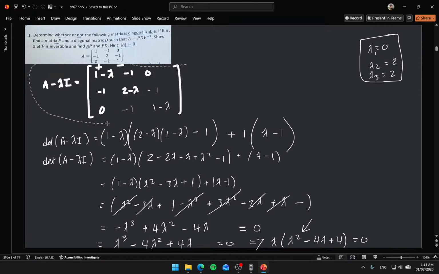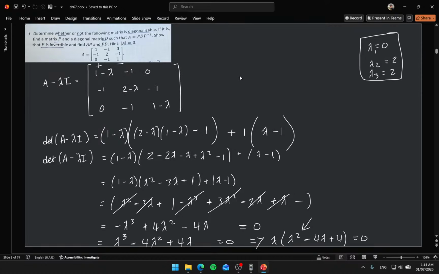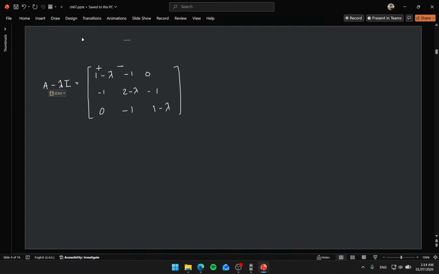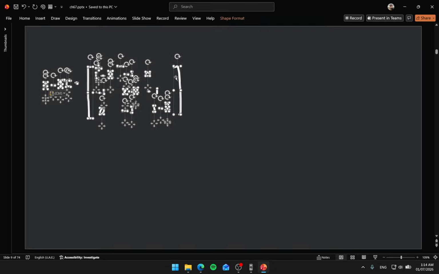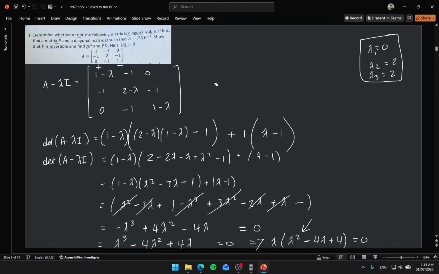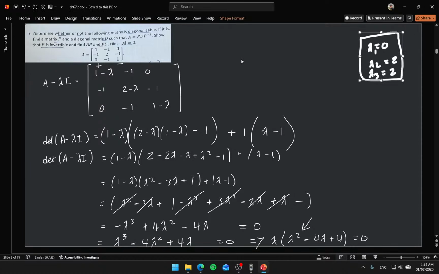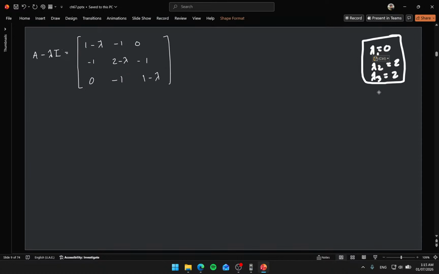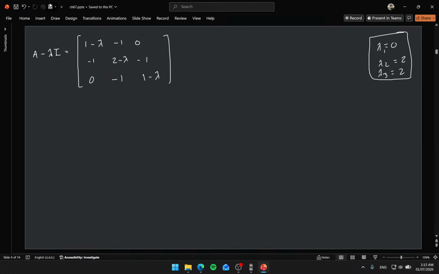Now I need another slide. Sorry, I need another slide to continue for the eigenvectors. So these are the eigenvalues. Now it's time to find the eigenvectors.